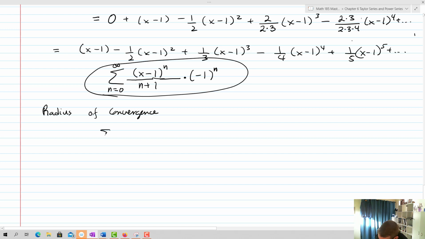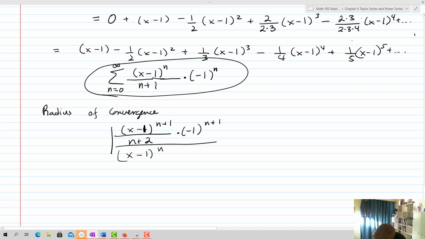So I'm going to take the absolute value of x minus 1 to the n plus 1 over n plus 2, n plus 1 plus 1, okay, times negative 1 to the n plus 1 divided by x minus 1 to the n divided by n plus 1 times, in this case, negative 1 to the n. Now, the negative 1s can just cancel out because we're looking at the absolute value. And we are going to be taking the limit as n approaches infinity of this.